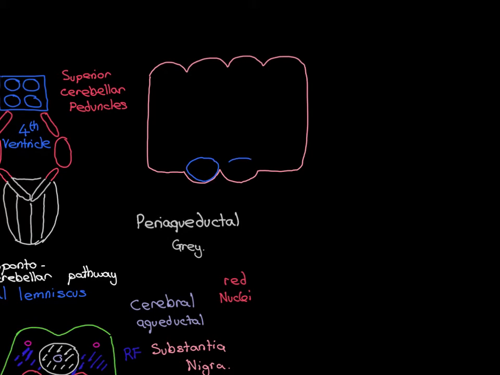So in blue, these are the two corticospinal tracts, and for short I'll abbreviate corticospinal tracts to CSTs. So there are the corticospinal tracts.